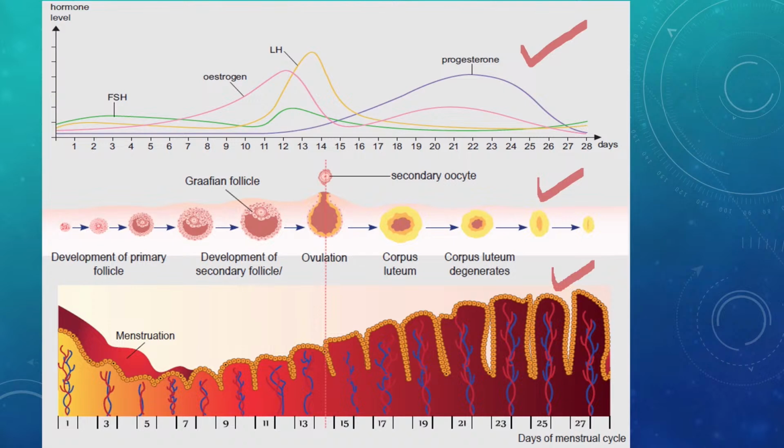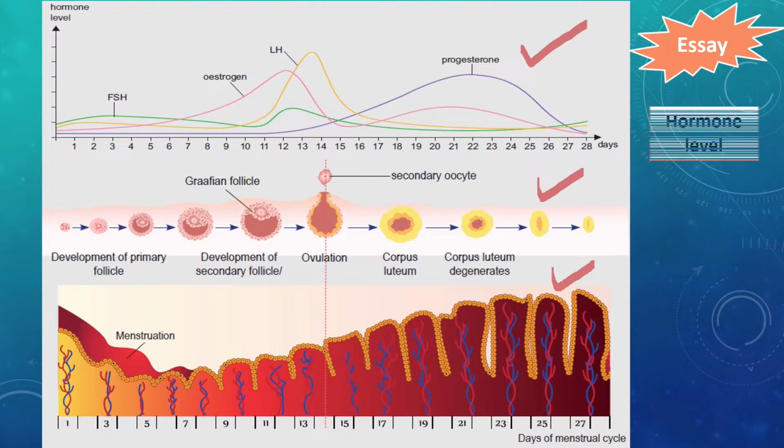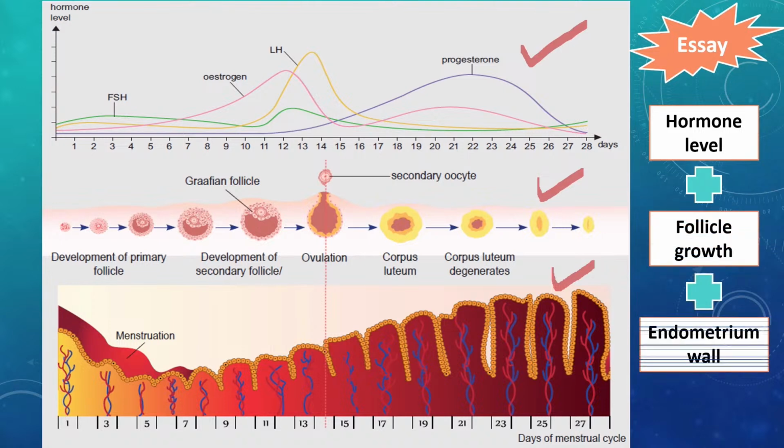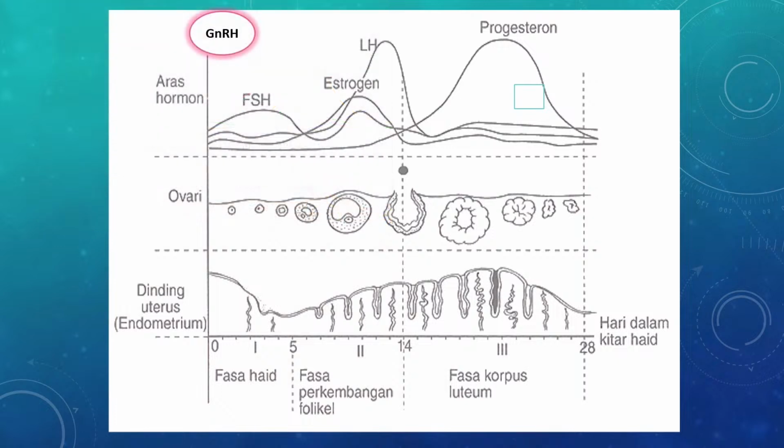But when you need to answer essay questions, how do you tackle them? You cannot write them separately. When you tackle essay questions, you must write all of it. That means you must relate. We must be able to see the changes in the hormone level and the changes in the follicle growth as well as the endometrium. Now let's apply what we studied to a very simple essay question.